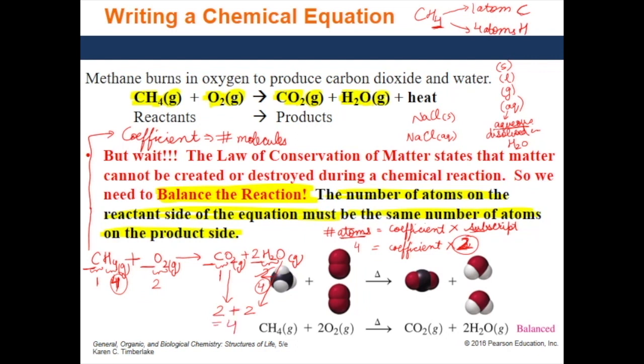Again, if I want to make it equal on both sides, I have to change this 2 to 4. The only way I can do that is by adding a 2 in front, which would change the number to 2 times 2, which is 4. Now the oxygen atoms are also balanced.